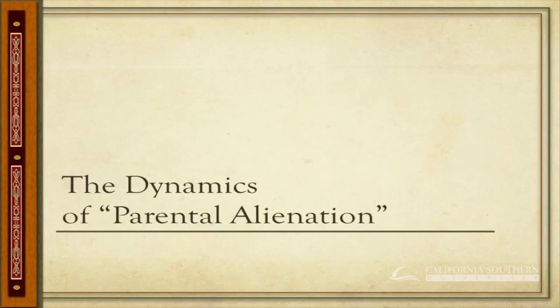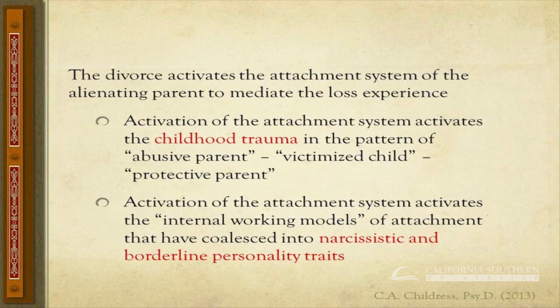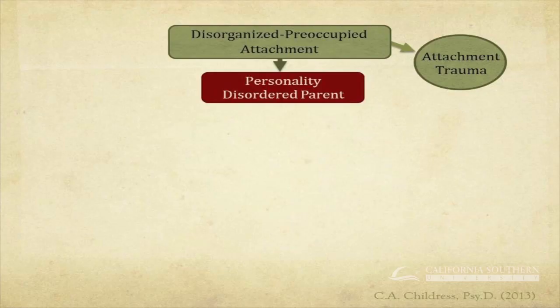So, to lay out the dynamics of parental alienation. The divorce activates the attachment system of the alienating parent to mediate the loss experience associated with the divorce. The activation of the attachment system activates the childhood trauma in the pattern of abusive parent, victimized child, protective parent. The activation of the attachment system activates the internal working models of attachment that have coalesced into the narcissistic and borderline personality traits. And so you have the loss experience activates the attachment system, which activates both the personality disorder traits and the attachment trauma that are embedded in the attachment system.